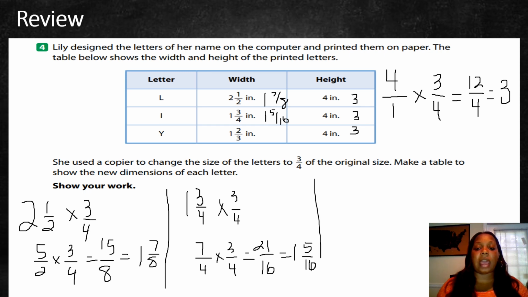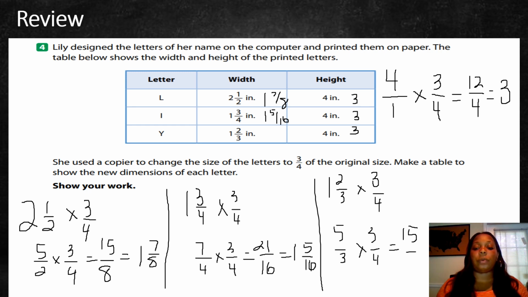Finally, we have 1 2/3, and we're going to multiply that again by 3/4 because that's the size that she changed it to on the copier. So we're going to convert. 3 times 1 is 3, plus 2 is 5/3. Multiply that by 3/4, and that is going to give us 15/12.